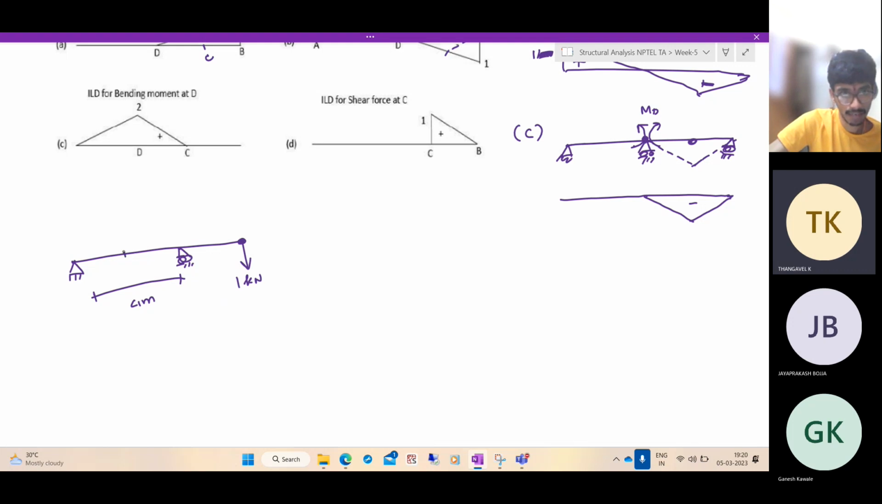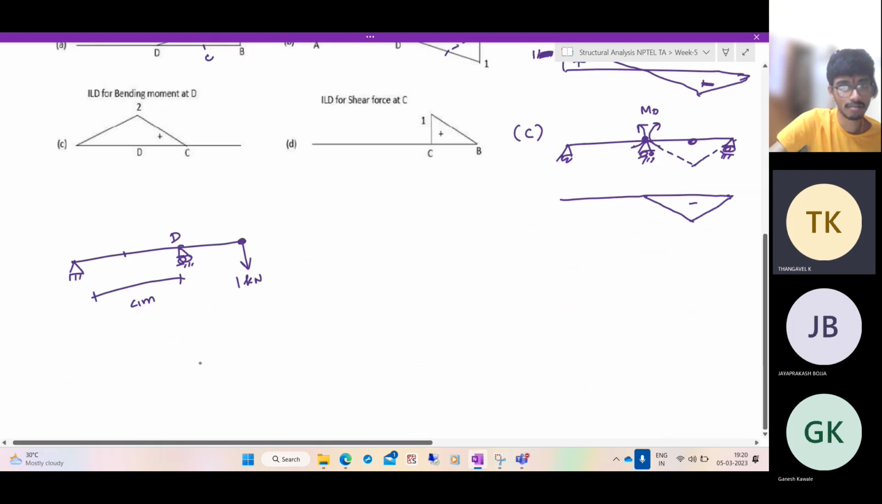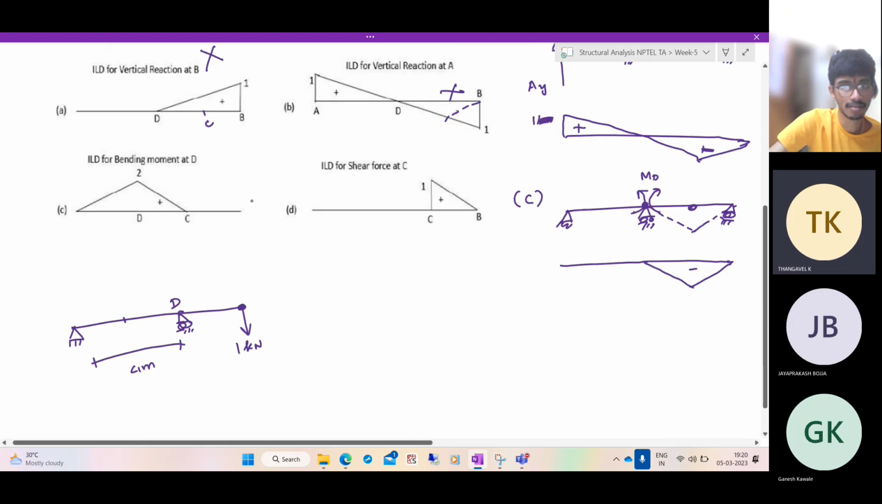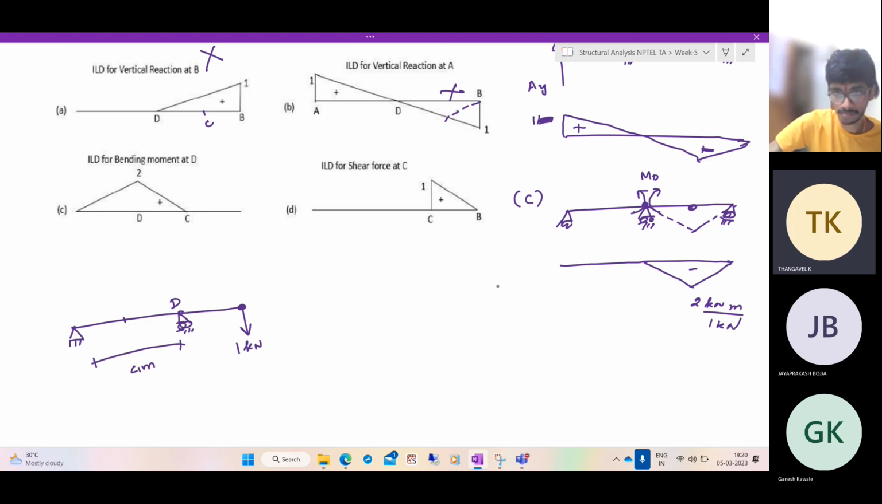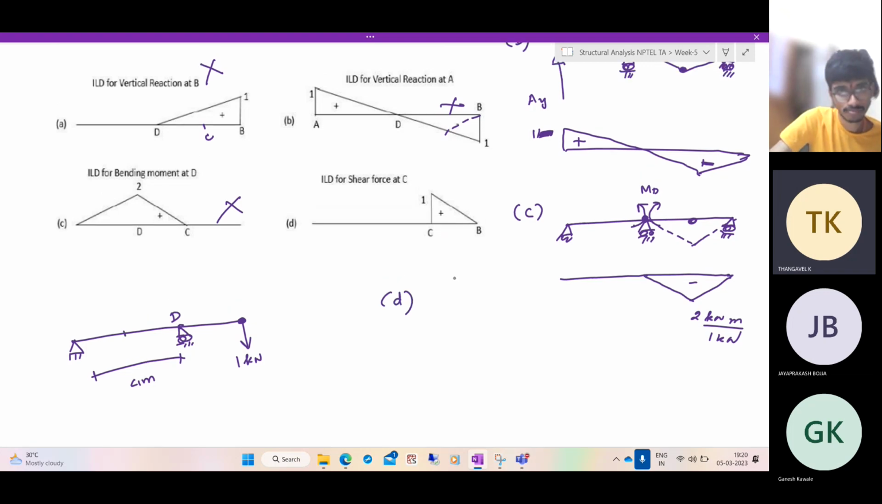So we need to find the bending moment at this point, D. Right? So how much is it? 1 acting at 2 meters. So this maximum value is 2 kilonewton meters per kilonewton. Again, it is not matching, so this is also wrong. So obviously the answer should be option D, but let us do it.